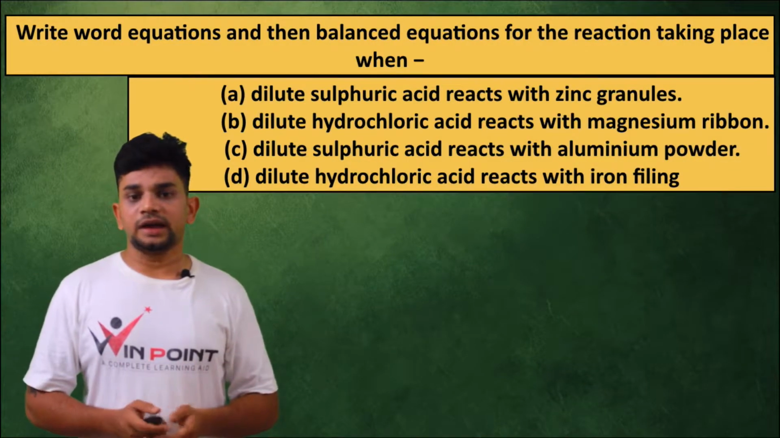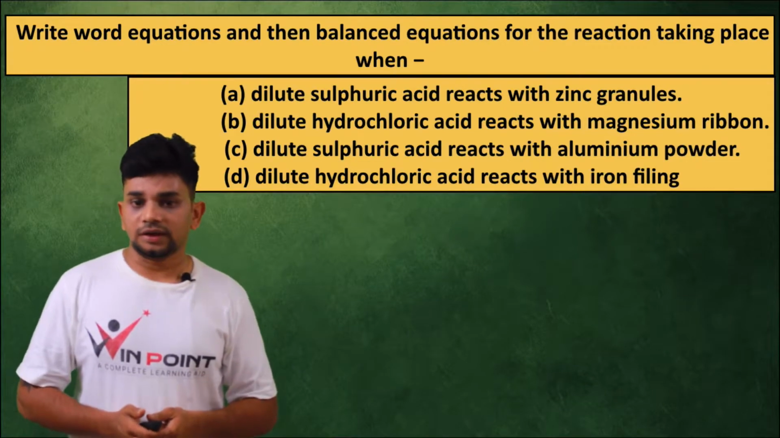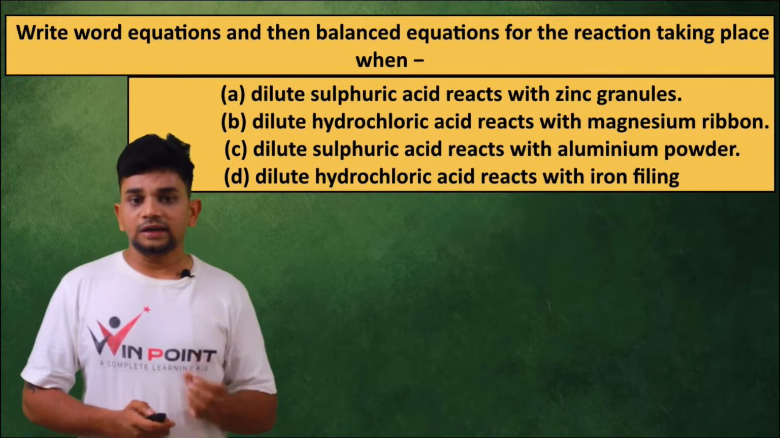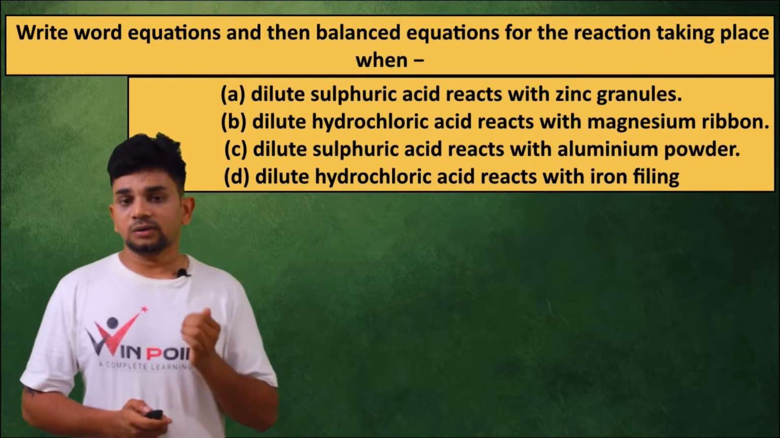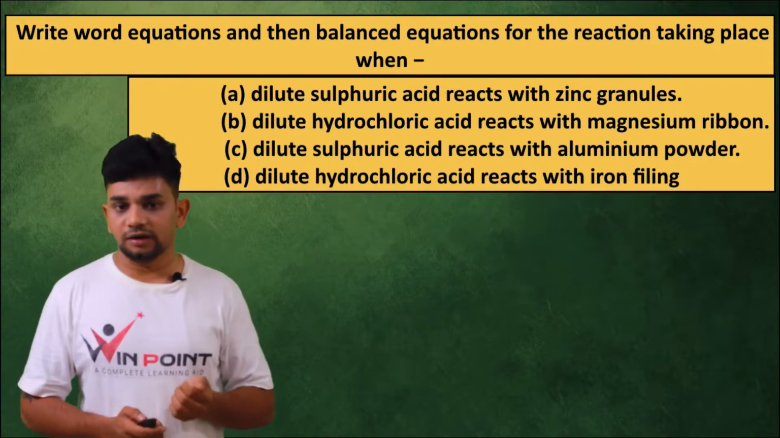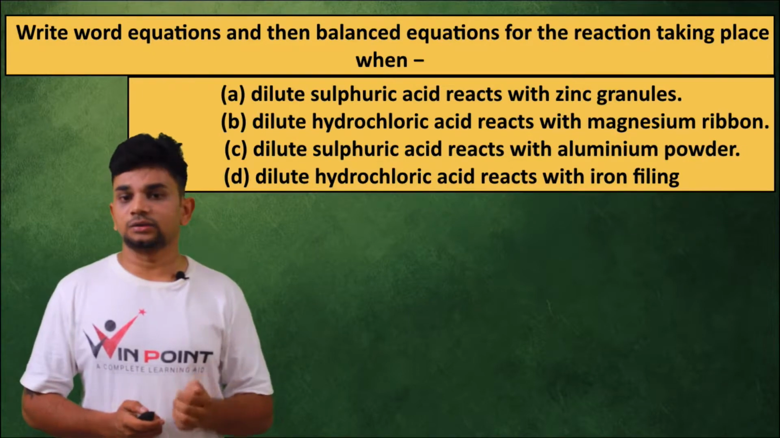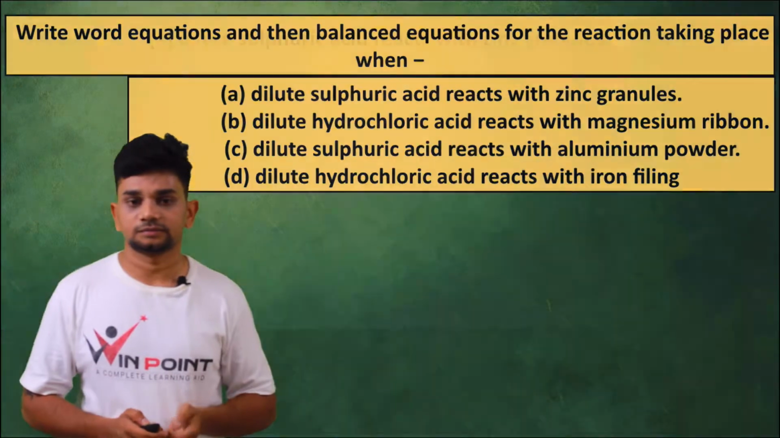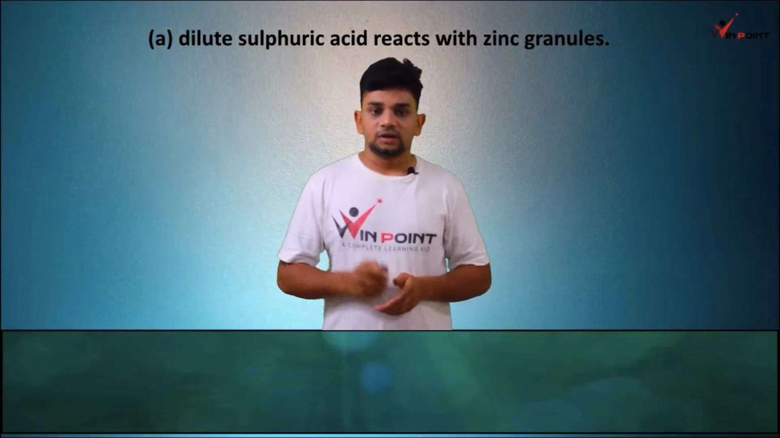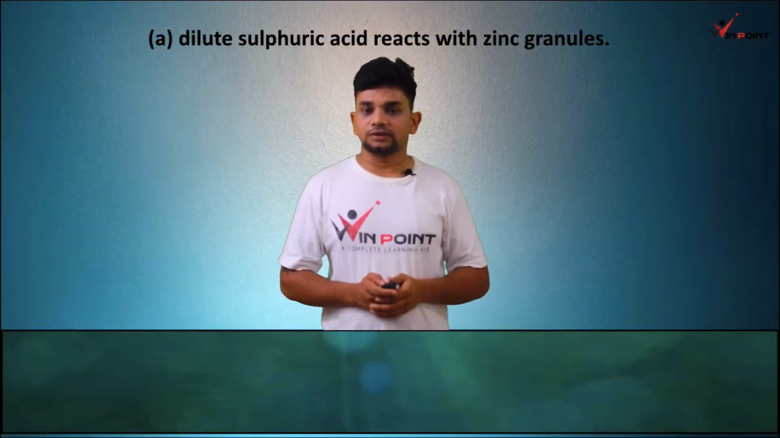Write a word equation and balance the equation for the reaction taking place when dilute sulphuric acid is reacting with zinc granule, dilute hydrochloric acid reacts with magnesium ribbon, dilute sulphuric acid reacts with aluminium powder, dilute hydrochloric acid reacts with iron filings. First one, dilute sulphuric acid reacts with zinc granules.